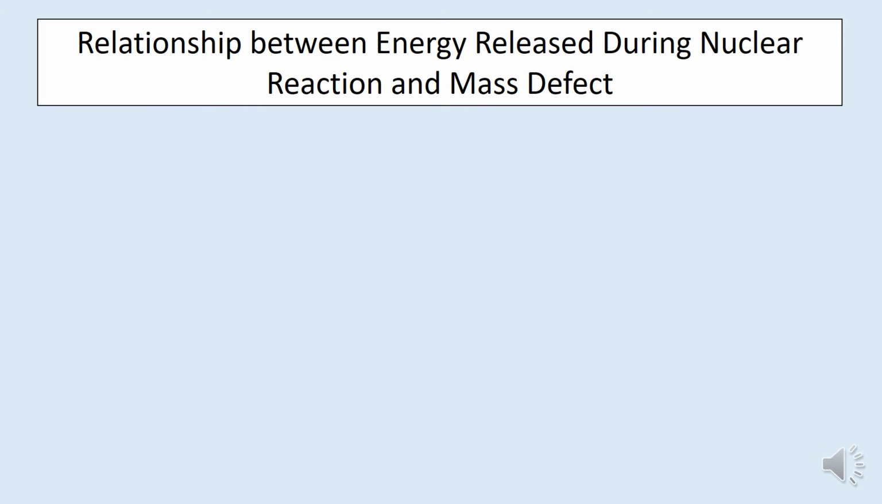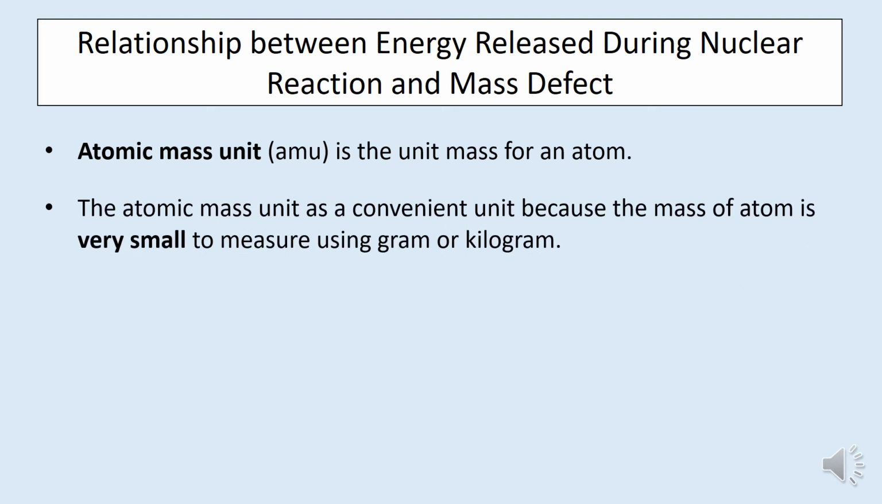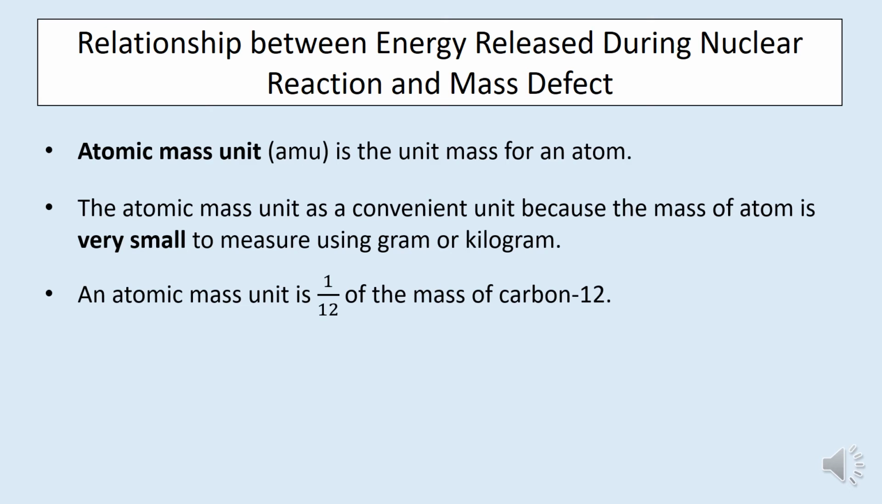Next, let's move on to the relationship between energy released during nuclear reaction and mass defect. Atomic mass unit is the unit mass for an atom. The atomic mass unit is used as a convenient unit because the mass of an atom is too small to be measured using gram or kilogram. An atomic mass unit is 1/12 of the mass of carbon-12.